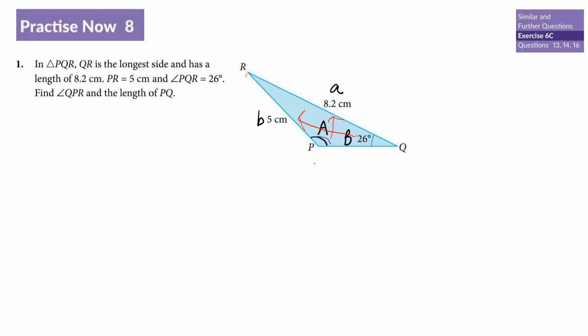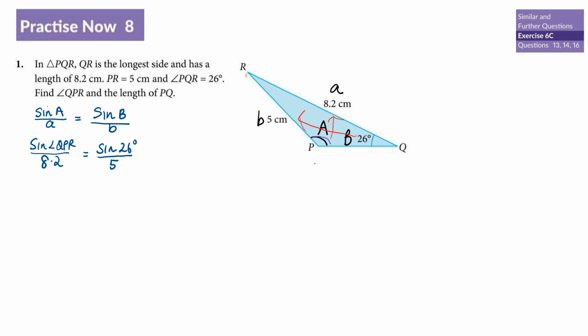I need angle QPR. Okay, so the next thing is to write down the formula, which is sine A over A equals to sine B over B. Okay, and then let's fill in the correct labeling. So angle A, it's QPR, and side A, it's 8.2. Angle B, it's 26. The opposite side, it's 5 centimeter.